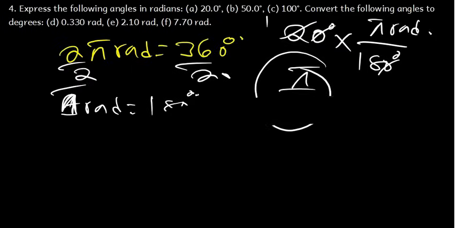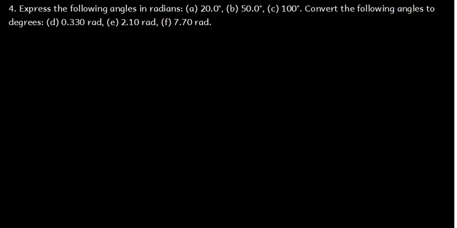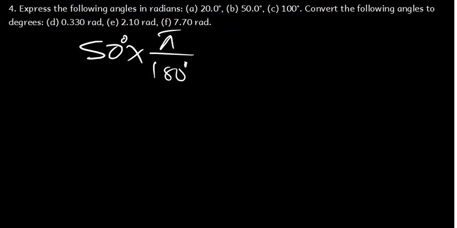Okay? Now let's use the same method converting 50 and 100. So this 50 degrees is going to be times, in 180 degrees there is pi. So this 0 and 0 will go. We're going to have 5 pi over 18.